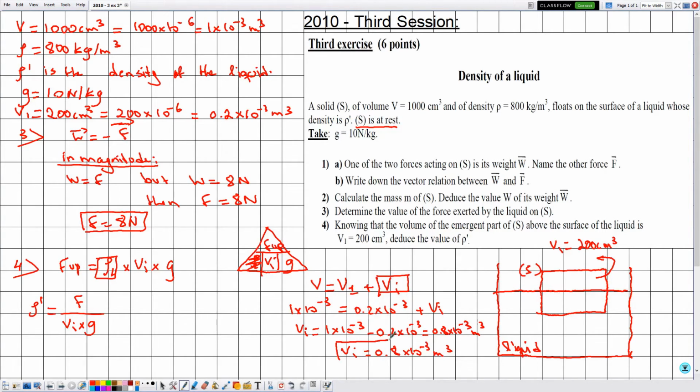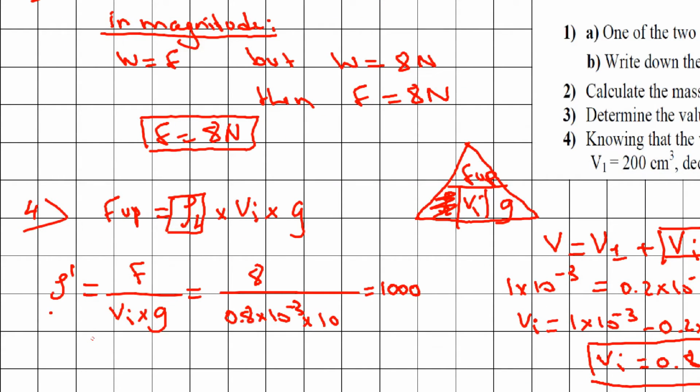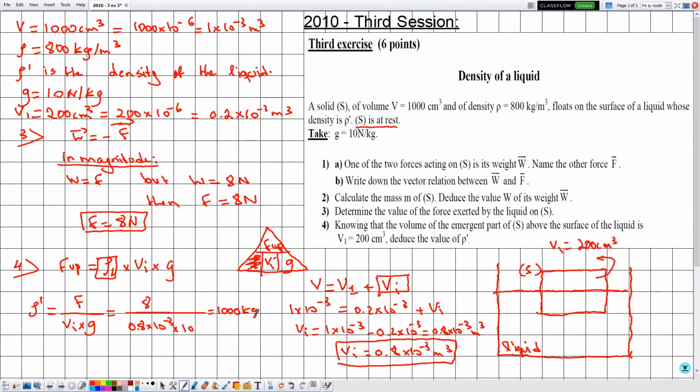Now after we have determined the volume of the immersed part, we can get back to the question and determine the value of rho prime. The value of F, which is 8, divided by 0.8 times 10 to the power minus 3, multiplied by the value of G, which is 10. Plugging this fraction on the calculator, it will give us 1000. Since everything is in the SI, the value of rho prime will be in kilogram per meter cube. Then the density rho prime of the liquid is given by 1000 kilogram per meter cube.